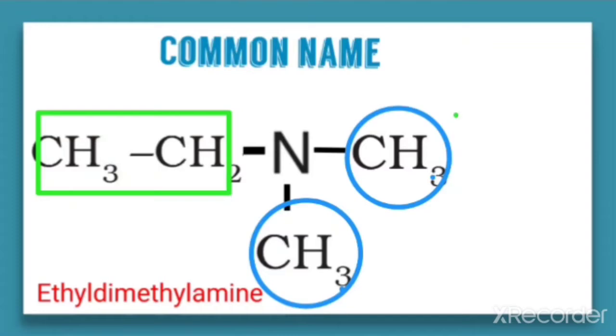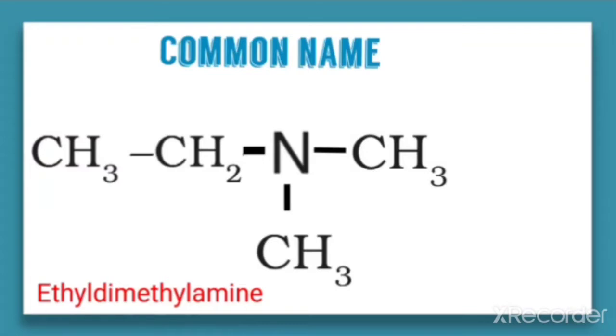From this, these two are the similar alkyl group, that is two methyl groups are there, and there is one ethyl group. So alphabetically we can say that E comes first, therefore we have to name ethyl. So how do we name this one? That is ethyl. And here two methyl groups are there, therefore we name it dimethyl, and we add the suffix amine. So the name of this compound is ethyl dimethylamine. So this one is also a tertiary amine.